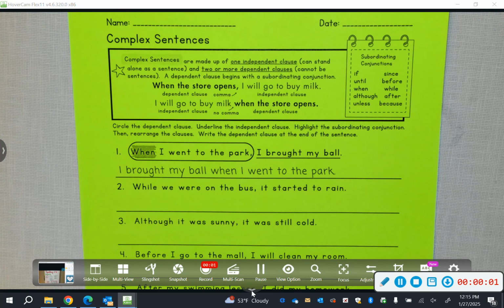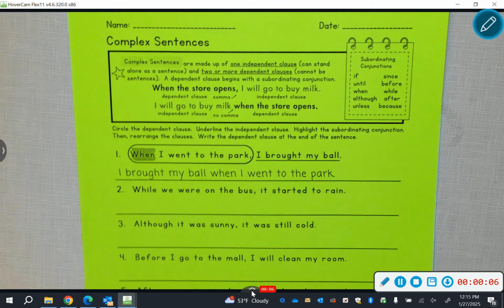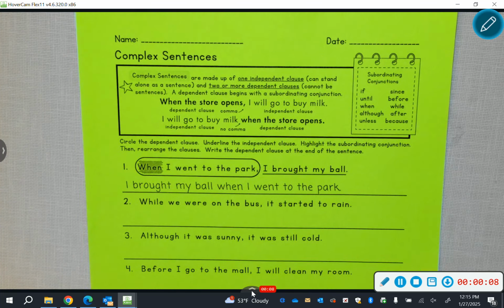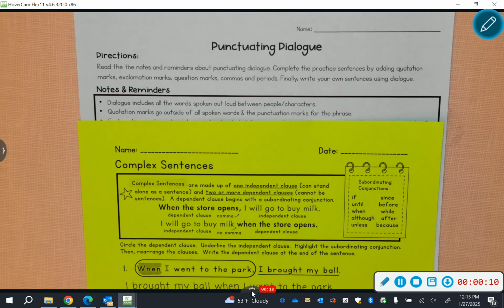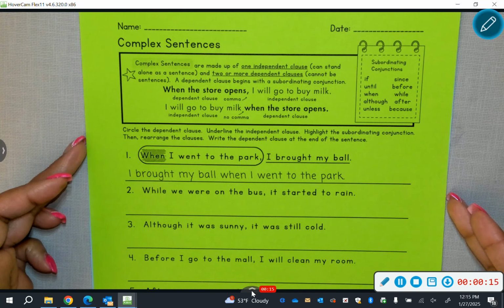Okay, for grammar and pop today, we're going to be doing 2 pages. The first one's going to be complex sentences, and then the next one is going to be punctuating dialogue. Complex sentences is on a green paper, so I'm going to do one with you.